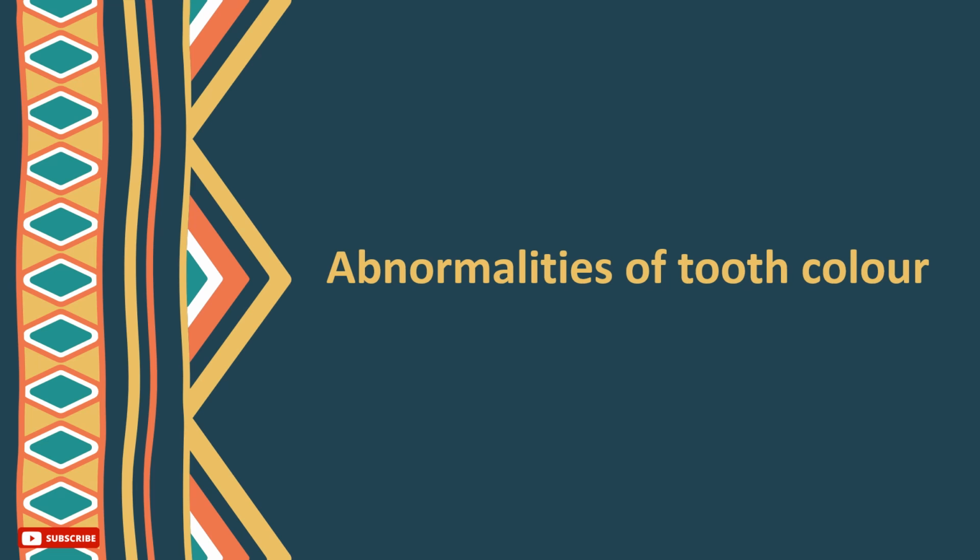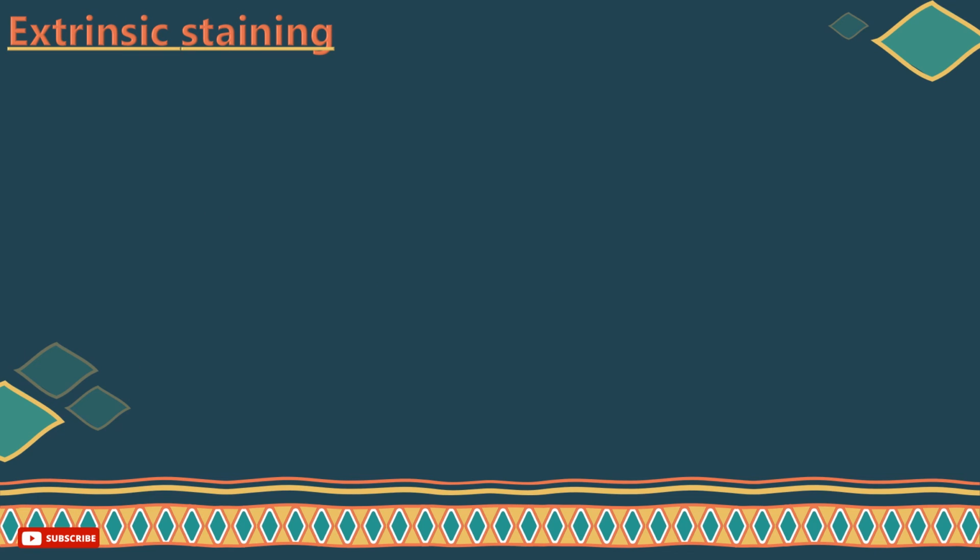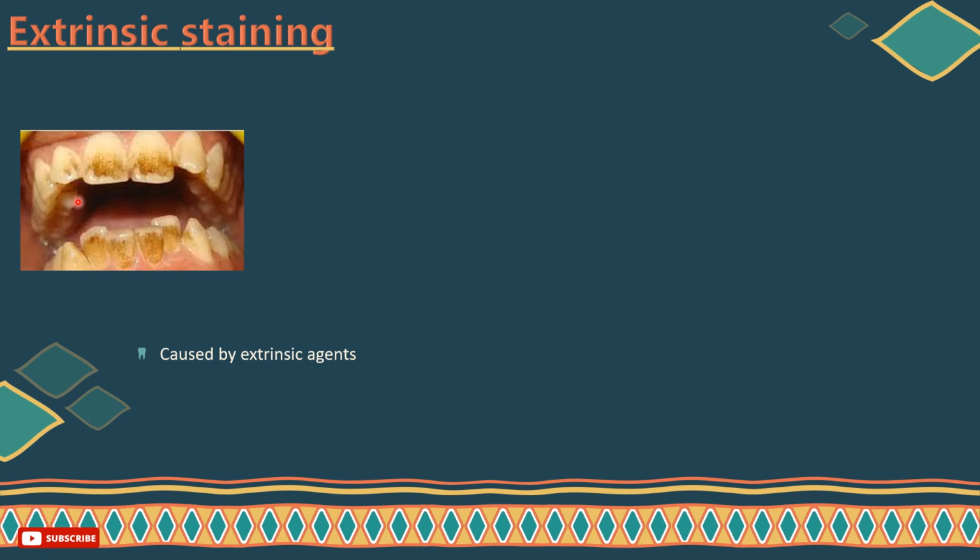Last but not least, abnormalities of tooth color. Change in the normal tooth color can be attributed to either intrinsic or extrinsic factors, starting with extrinsic stainings. These are extrinsic factors that can lead to changing of the normal tooth color, and they can be removed and can be avoided by prophylaxis.